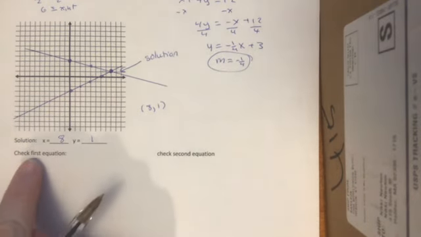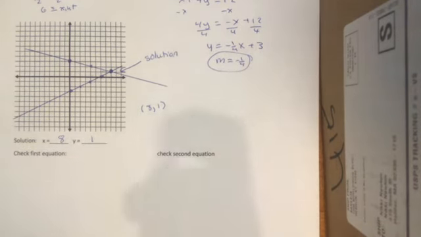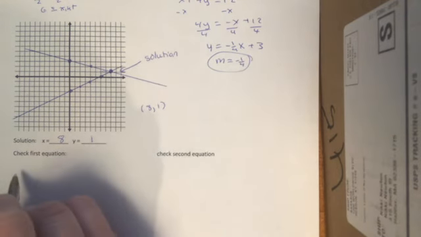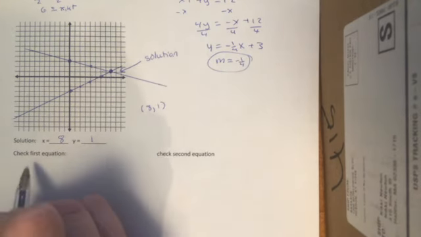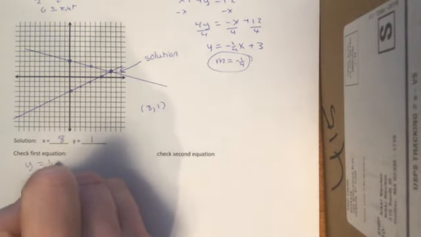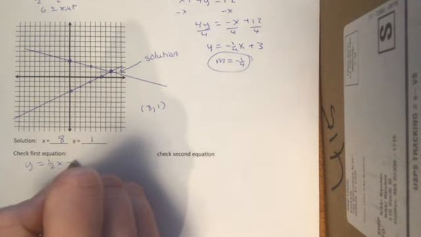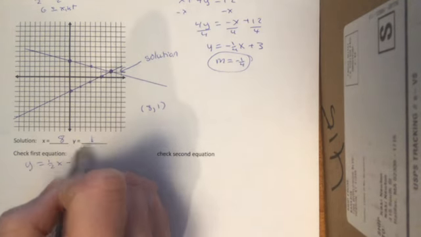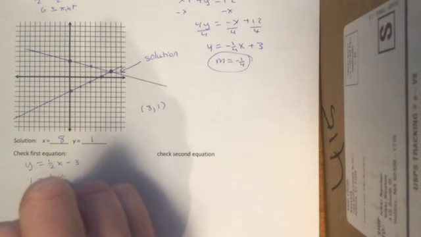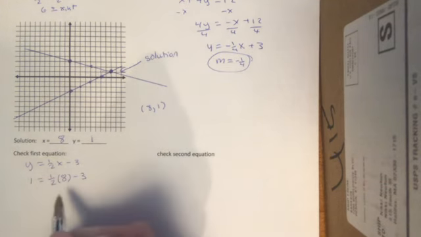And I've been having you check. So even if the directions in the course pack don't say that, I still want you to know how to check. So how do you check? You check in both equations. So the first equation was y equals 1/2 x minus 3. So I plug 1 in for y and 8 in for x. And I'm checking to see if it's true. I'm not solving, there's no variable here, so don't move things to the other side.